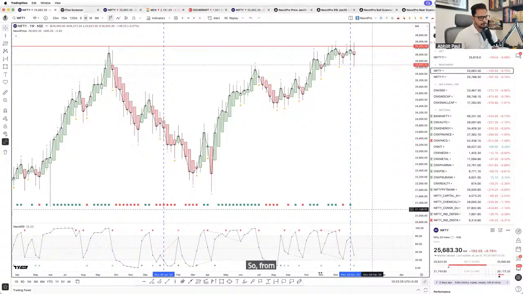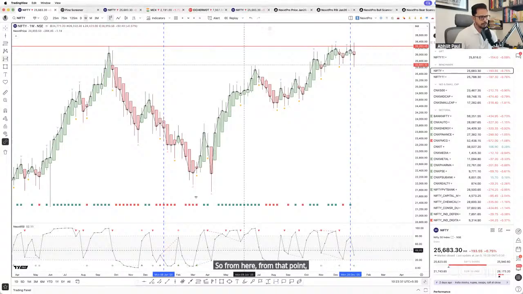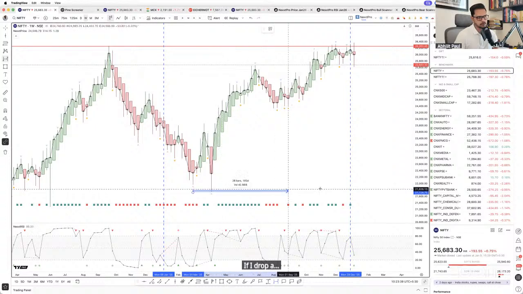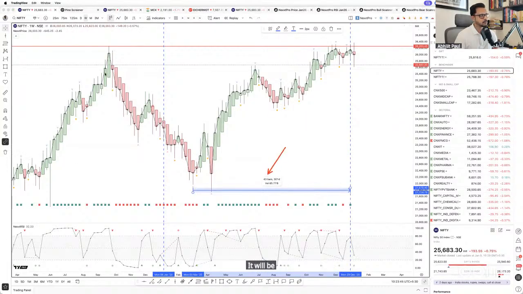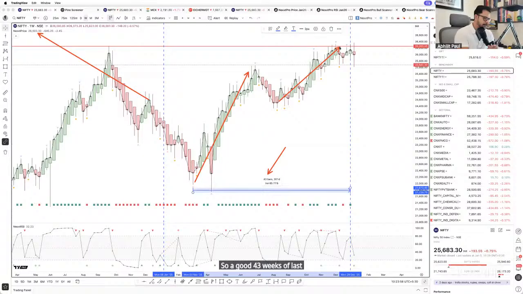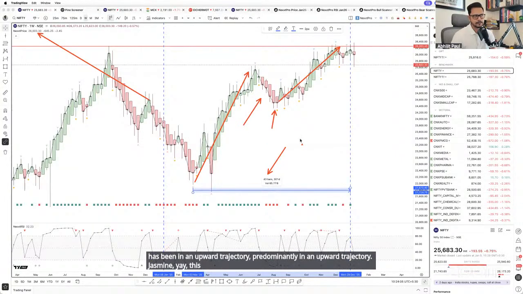So from that point, if I drop a count and go all the way till the year end, it will be 43 bars, which is 43 weeks out of 52 weeks. It has been in a trending zone. We can say this is an uptrend. So a good 43 weeks of last year, 2025, has been in an upward trajectory, predominantly in an upward trajectory, in which this was a smaller correction.